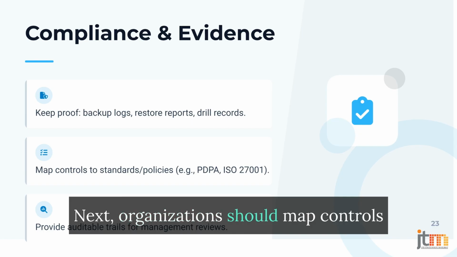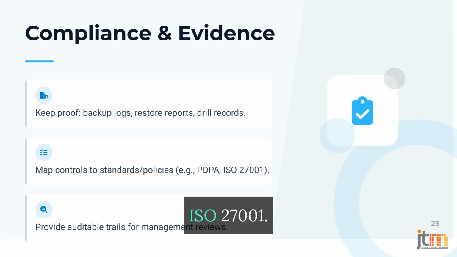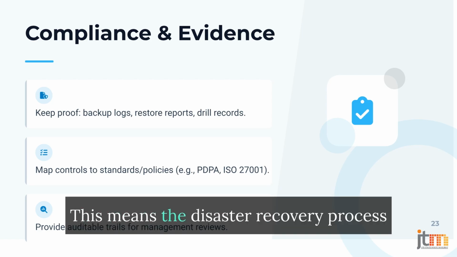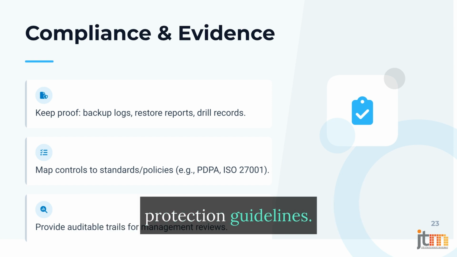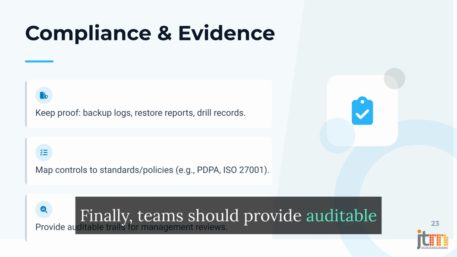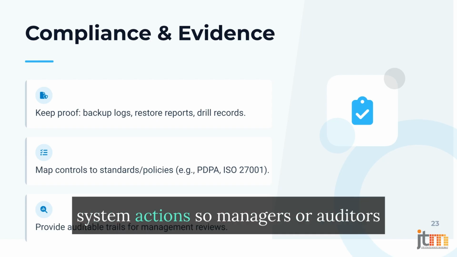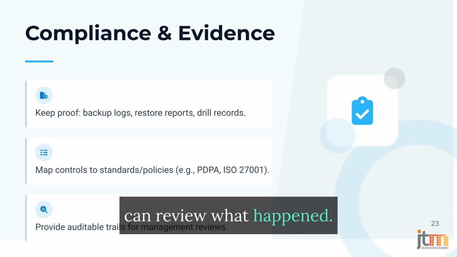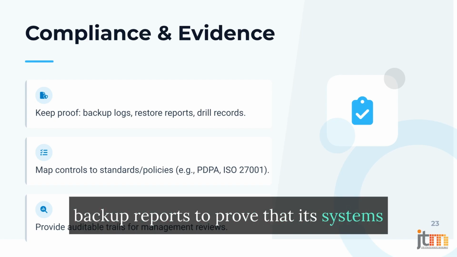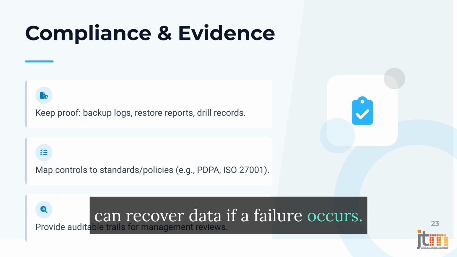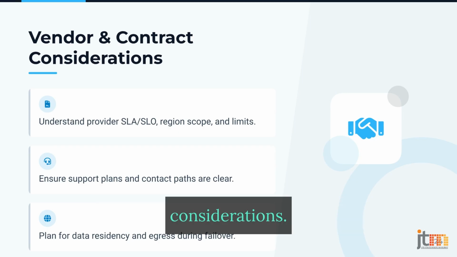Next, organizations should map controls to standards or policies, such as PDPA or ISO 27001. This means the disaster recovery process follows recognized security and data protection guidelines. Finally, teams should provide auditable trails for management reviews. This means keeping clear records of system actions so managers or auditors can review what happened. For example, a cloud company may keep backup reports to prove that its systems can recover data if a failure occurs.